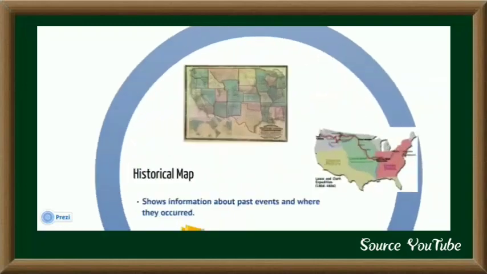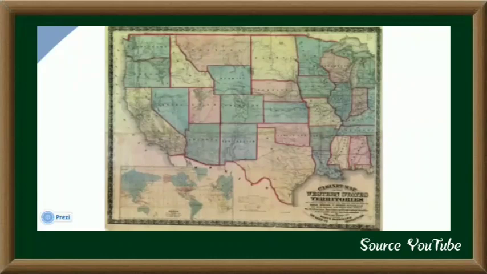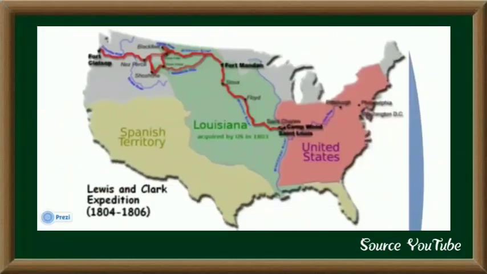And the last type of map we're going to look at today is a historical map. Historical maps show information about past events and where they occurred. Does that look like the current United States? No, of course not. It doesn't even have North and South Dakota here. It just has the Dakota Territory. So this is not a current map of the United States. What it does is it shows you about a point in history, and you can use historical maps to learn more about history.